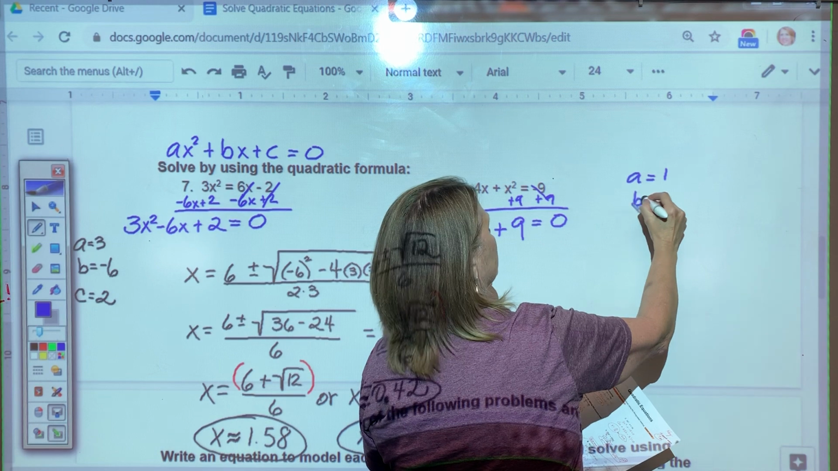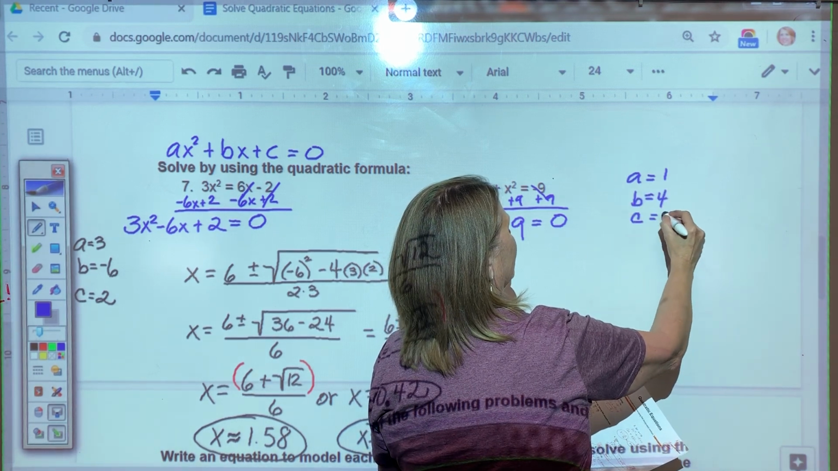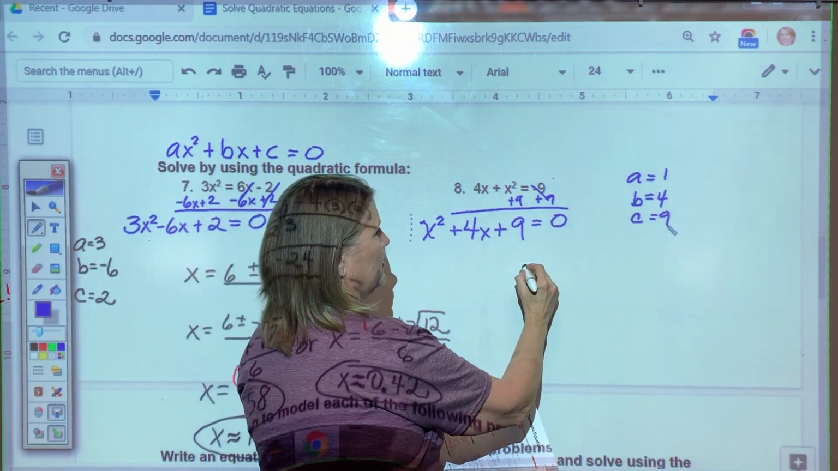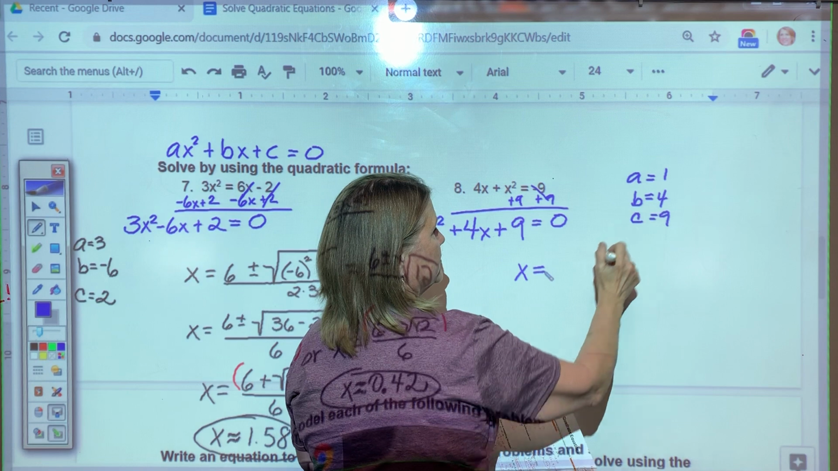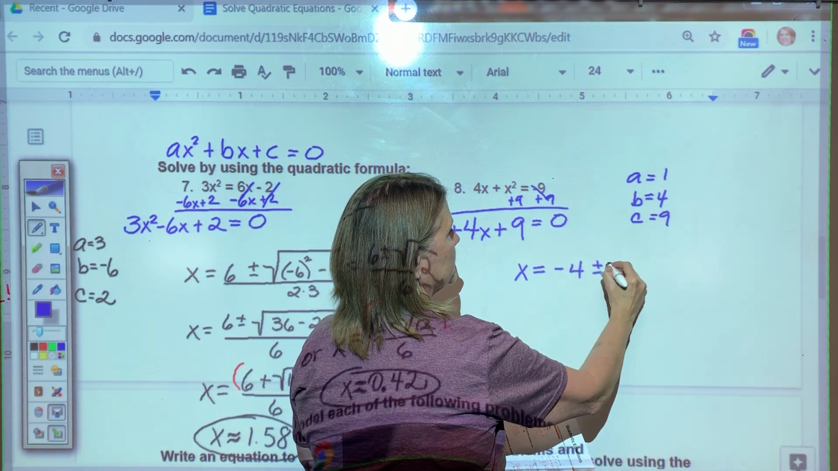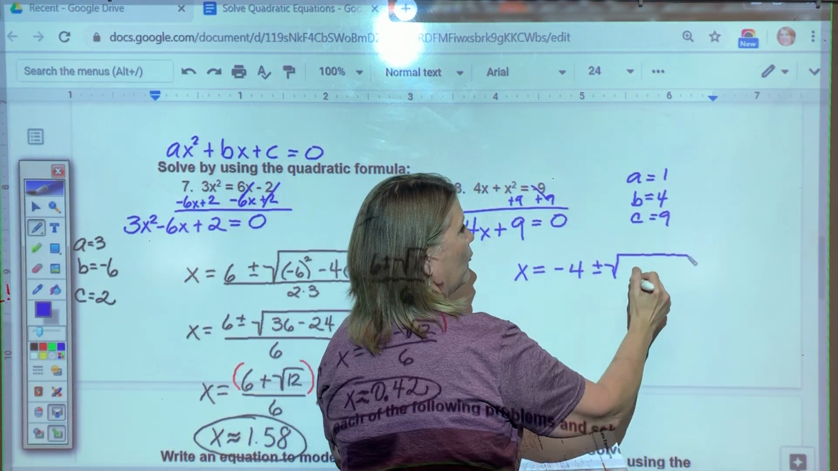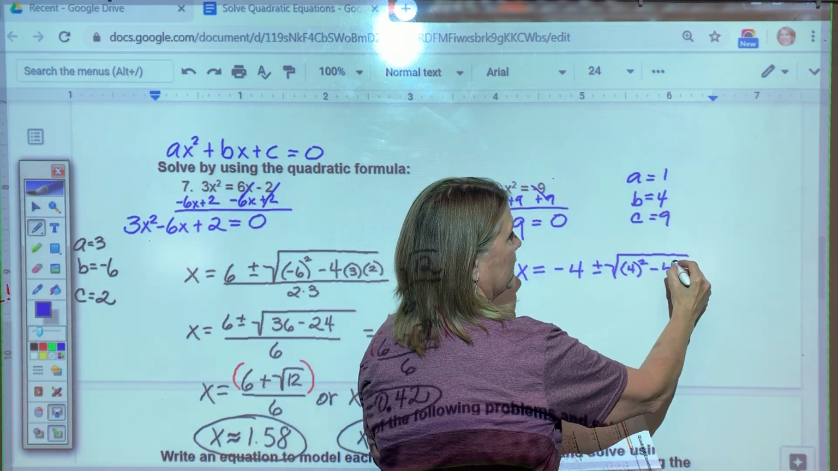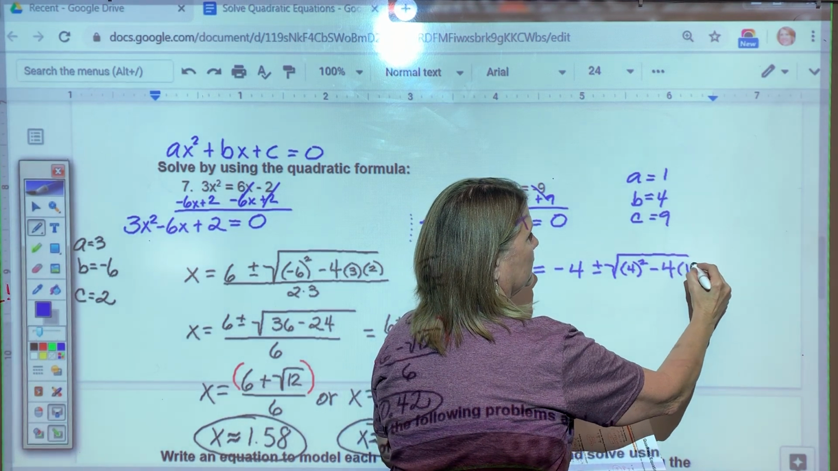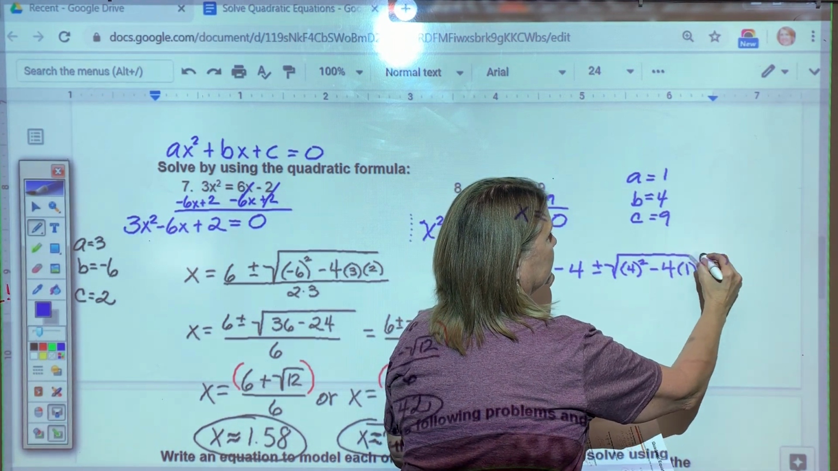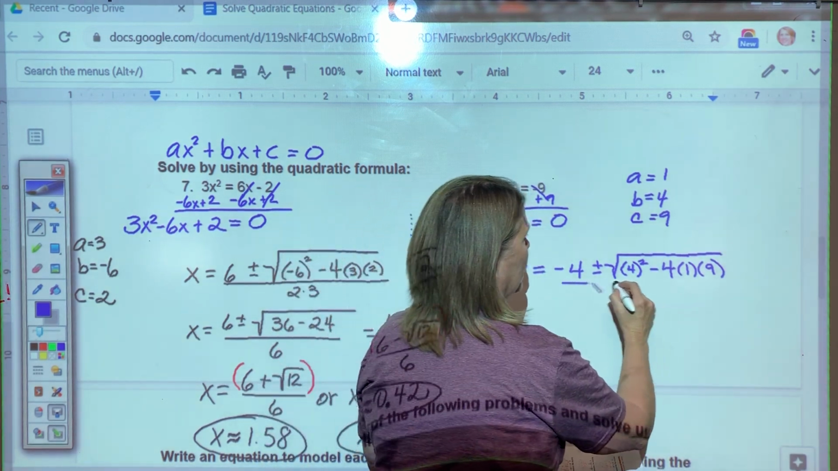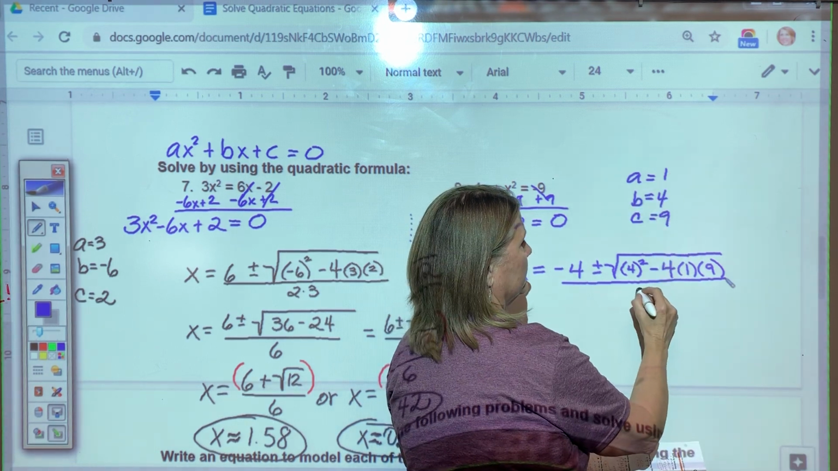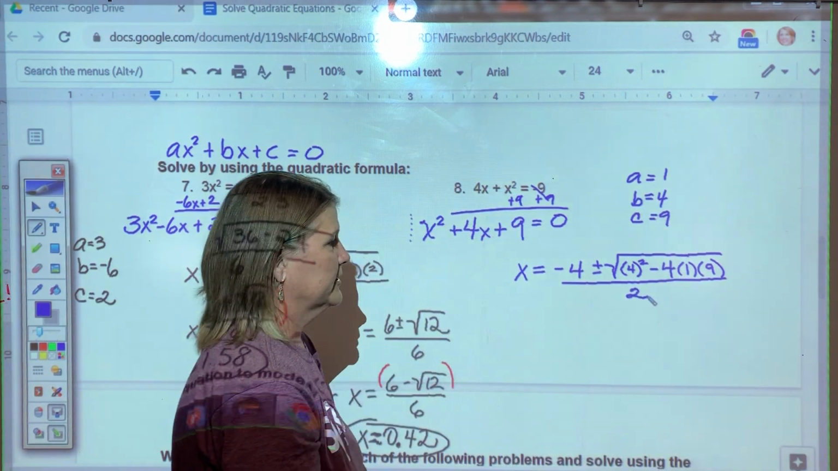A is 1, b is 4, c is 9, and those are the values that I need to plug into the quadratic formula. So x is equal to the opposite of b, so negative 4, plus or minus the square root of b squared, so 4 squared, minus 4 times a times c, so 4 times 1 times 9. I'm going to need to extend my square root symbol, and don't forget, you have to divide all of this over 2 times the a value, so 2 times 1. Now I'll just go ahead and put 2, save ourselves a step.